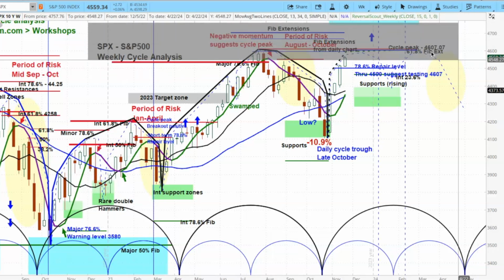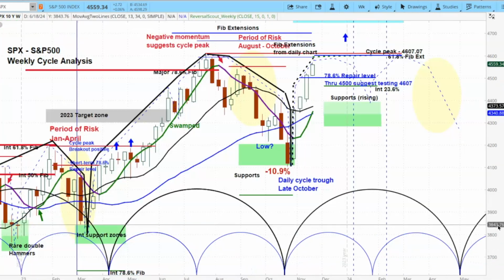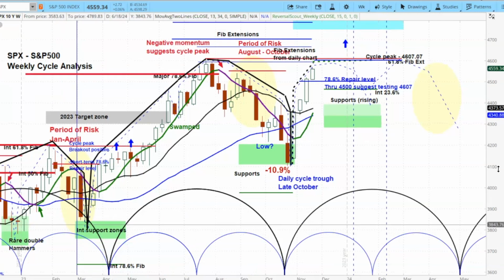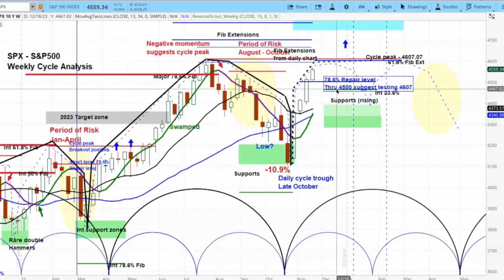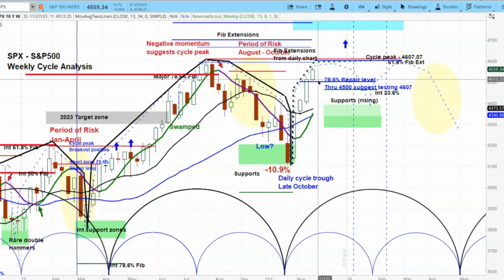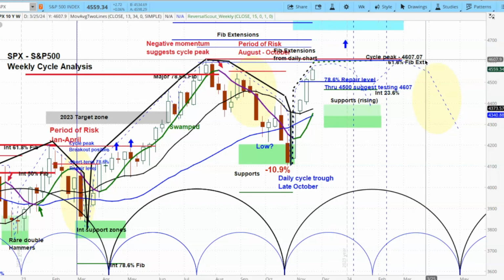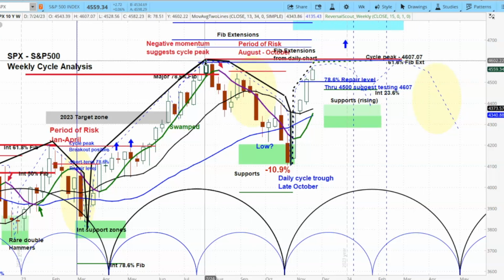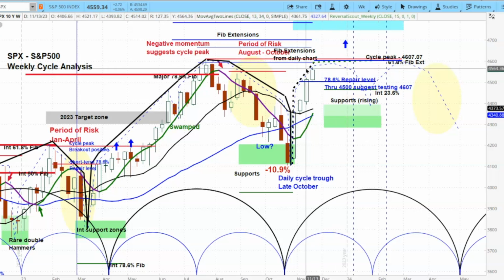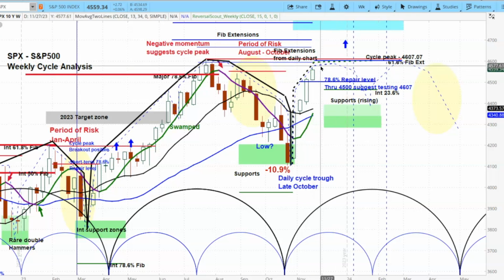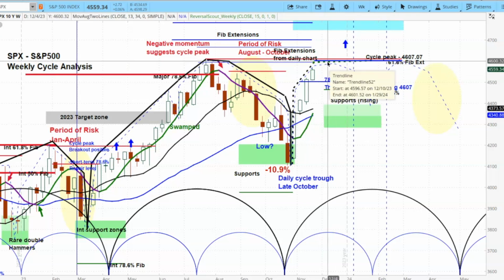Let's get a little closer look in here so that you can see how these line up. Right over here in this period, this is a tough spot. Now, we had a repair level right there. We thought if it got through 4,500, it could get to 4,607, back to that peak, back to these key resistance areas. There's a fib extension right in there and that cycle peak resistance. It could still get up over here to 4,607. I have no problem with that possibility.